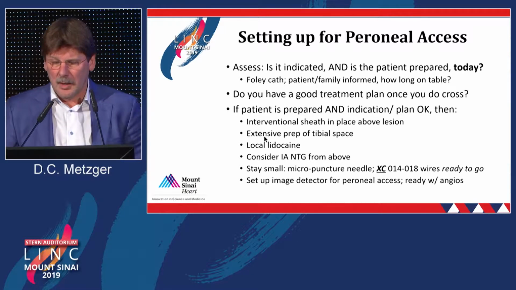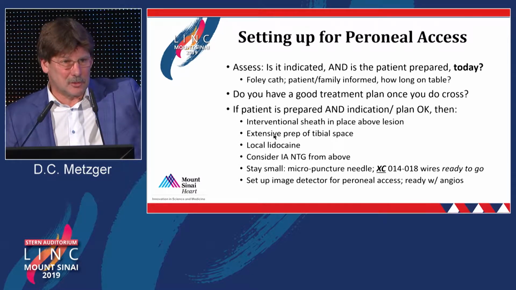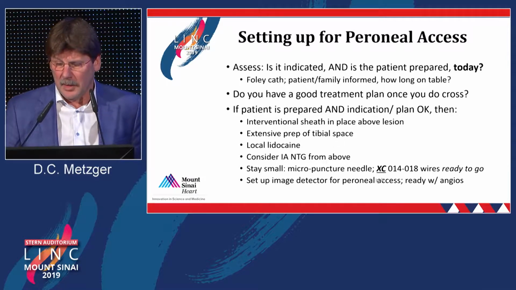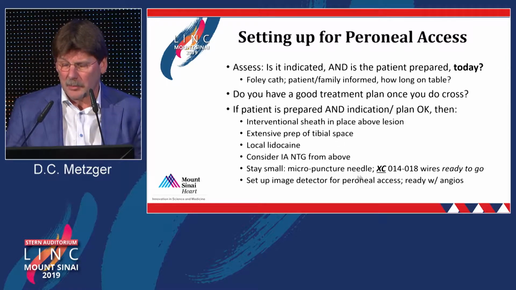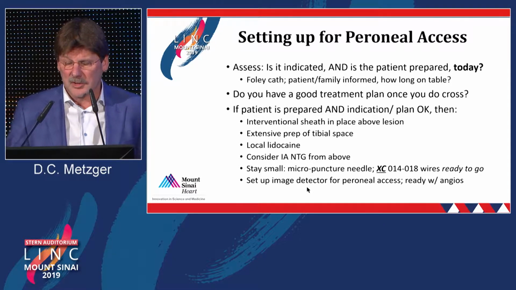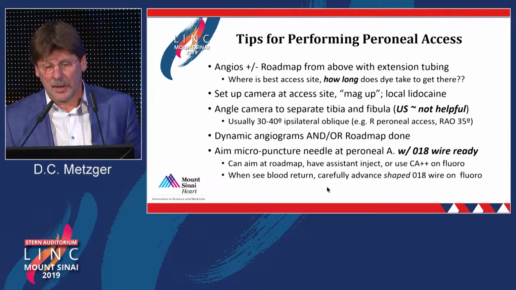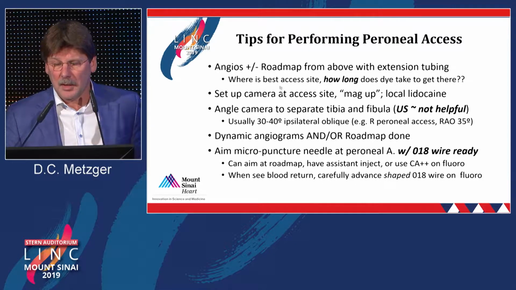The way we do that is we'll, again, have an interventional sheath from above. We will prep everything, and then we will stay low with micropuncture needles and 014, with the 018 wires ready to go. We set up the image detector for the peroneal access, and then we're ready once we give the angiograms. So how do we do that?